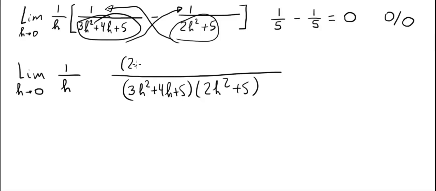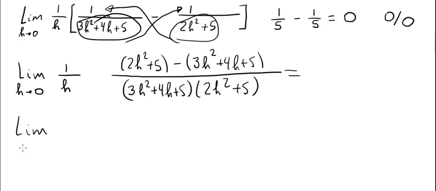So we have 2h squared plus 5. This is not as important as the second one. Very important to keep it in parentheses. So it's 3h squared plus 4h plus 5. And now let's simplify that.